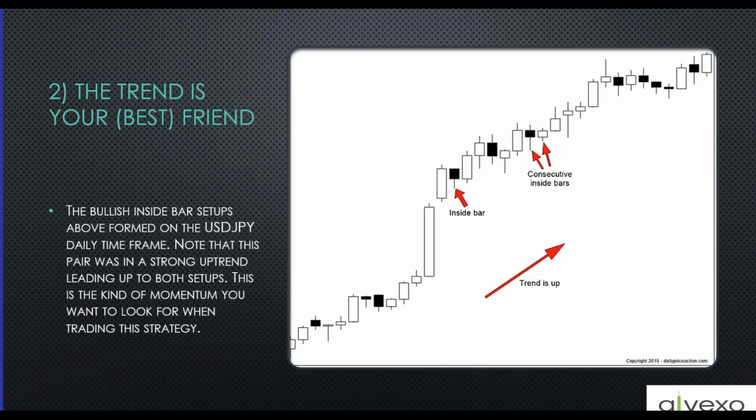So here we have our mother bar, inside bar in a nice solid uptrend. So what would we be considering? We'd only be considering this point as a buy scenario.